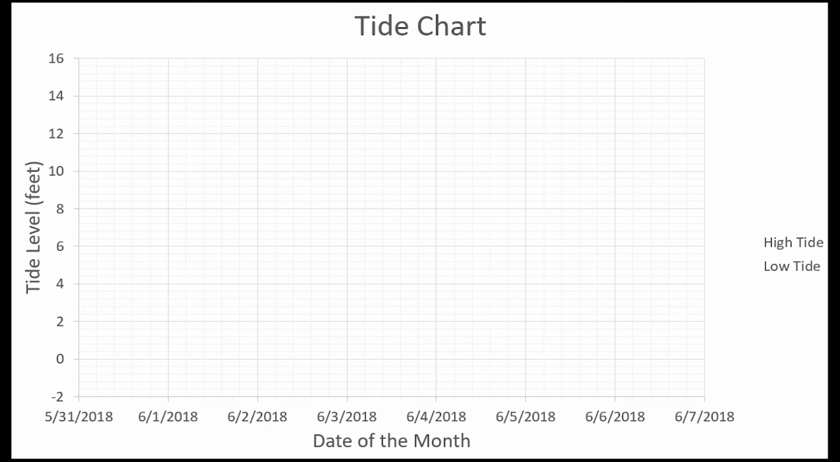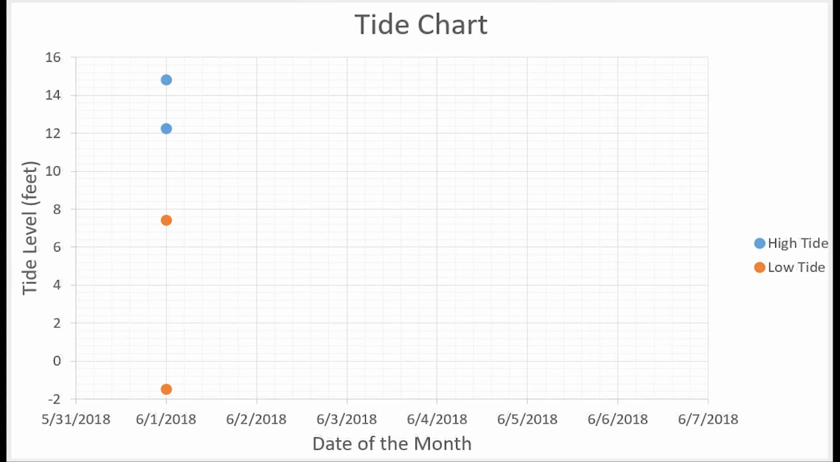Now that our chart is labeled, we need to plot the data points from June 1st, high tide and low tide. Your tide chart should look a little something like this. Please use this time to fill in the rest of the chart using the data from your tide table.